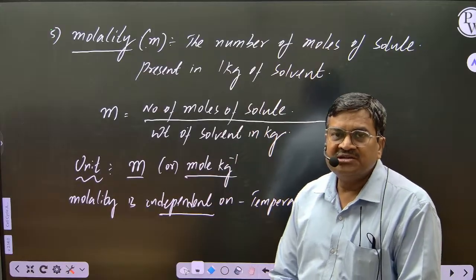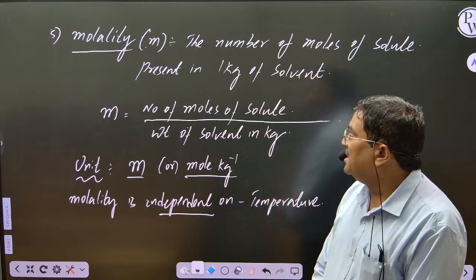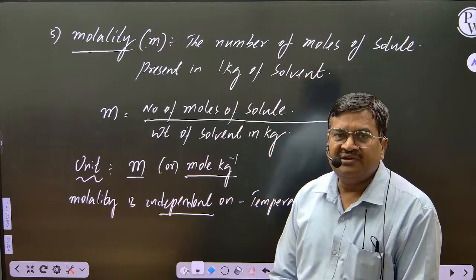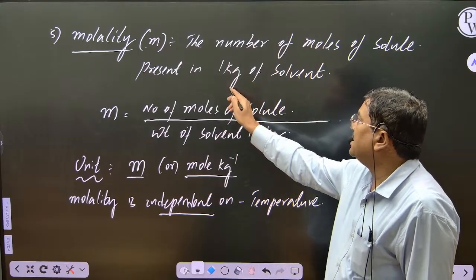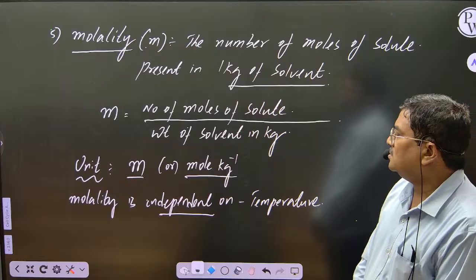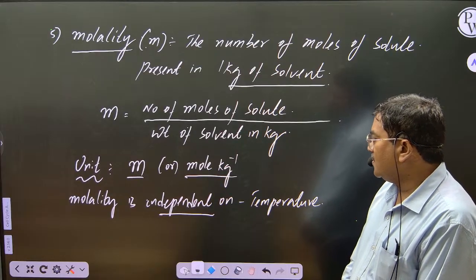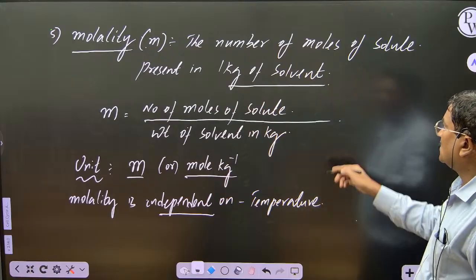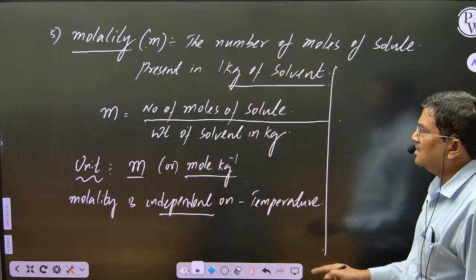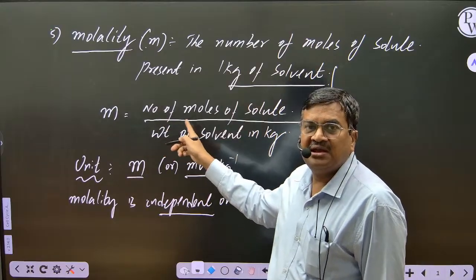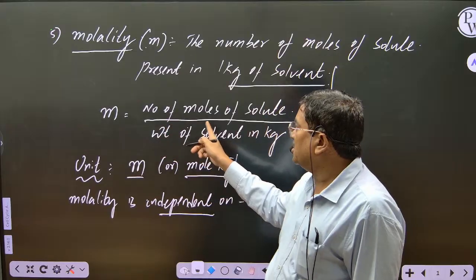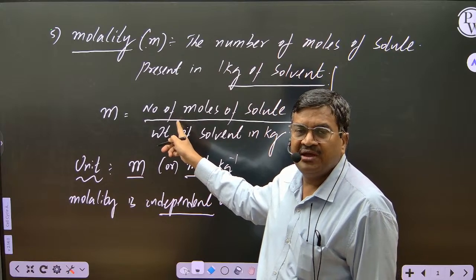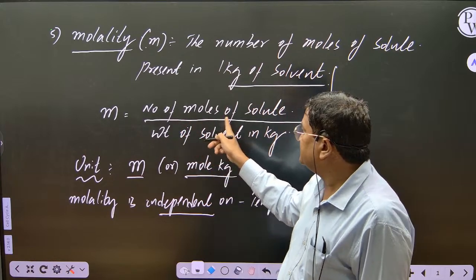Is it clear? Are you following, students? So simple, no? Molality: you have to know the number of moles of solute present in 1 kg of solvent. Here the solvent should be 1 kg. Up to this understood? Now see, students, in place of number of moles, what can we write? We can write mass by molar mass. As you know from the mole concept, how do we get number of moles? Mass of solute by molar mass.